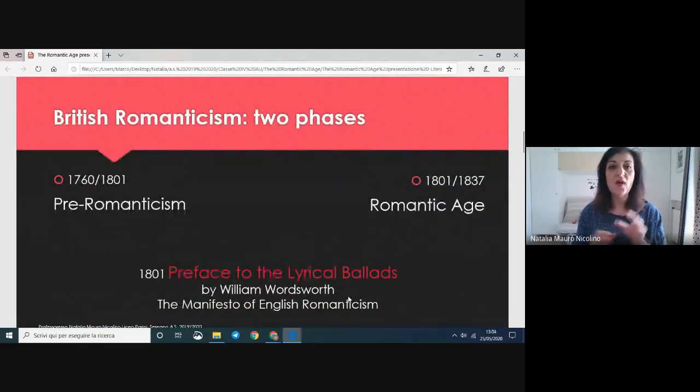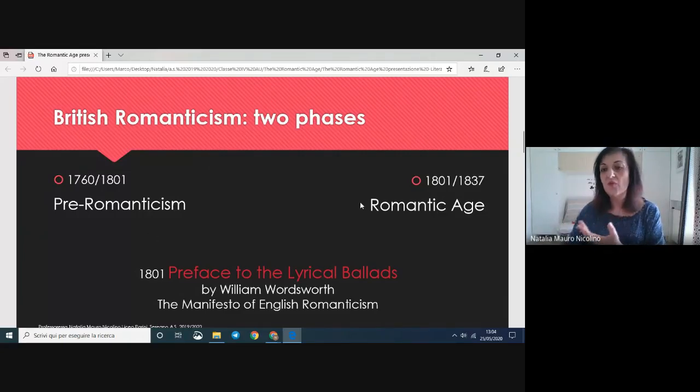When we speak of romanticism, listen to the pronunciation, romanticism. When we speak of romanticism in Britain, we can split it into 2 phases. A phase which is called pre-romanticism and the romanticism or romantic age. In pre-romanticism, we will study basically one poet whose name is William Blake. We will study him next year. He will be the first poet, artist with whom we will open our new year.